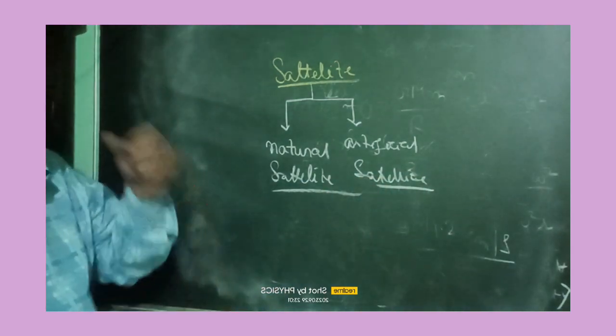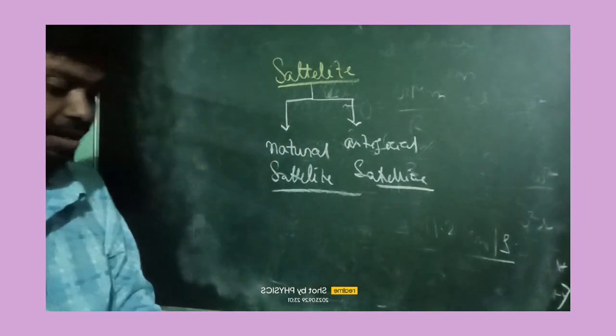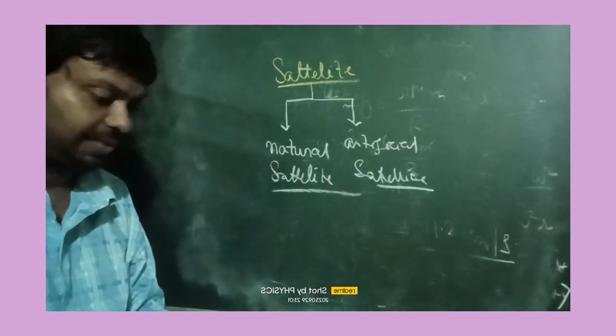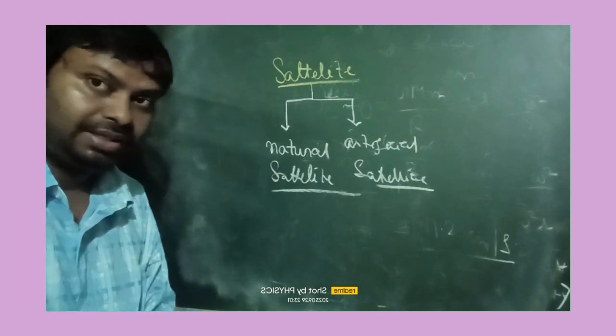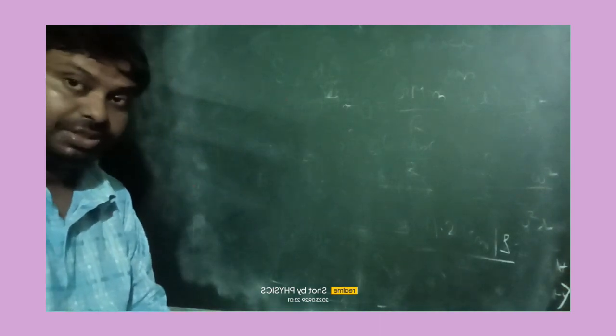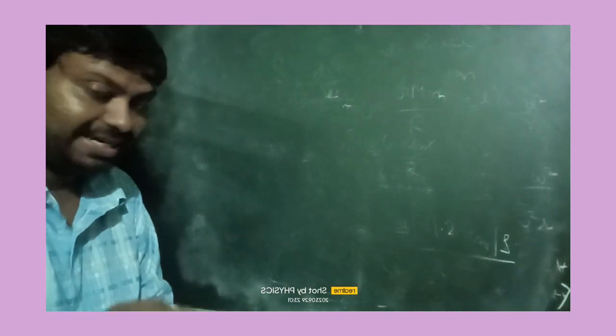So what are the natural satellites? Names of the natural satellites are Moon, Titan, etc. Now here we are going to find the orbital velocity of the artificial satellite, its time period, etc.